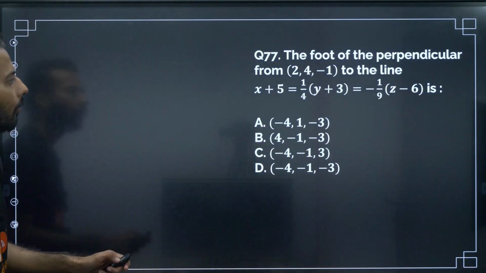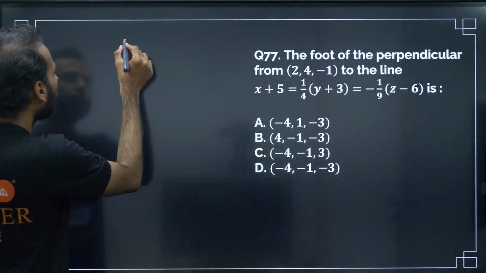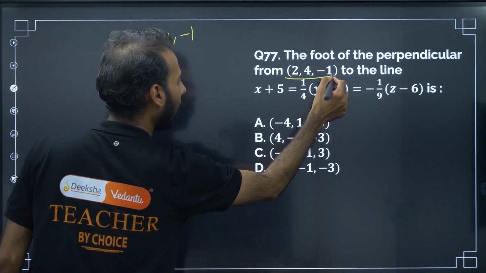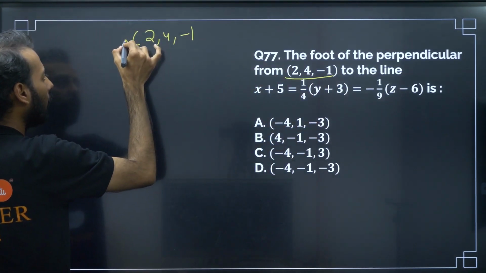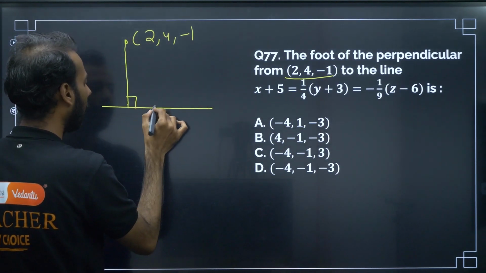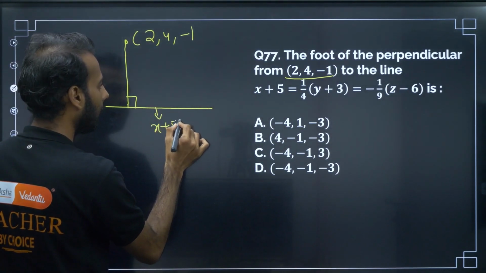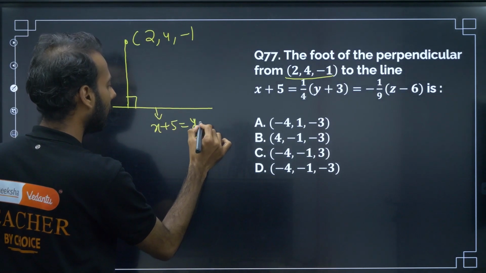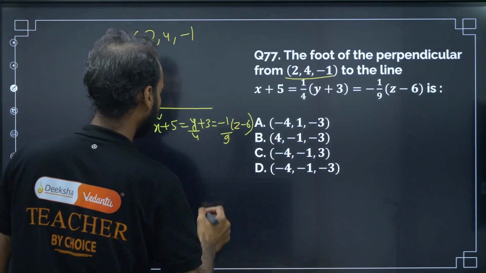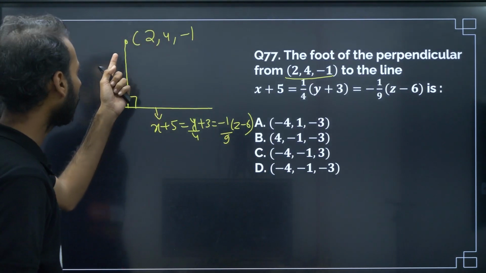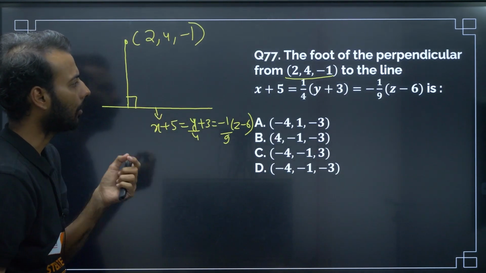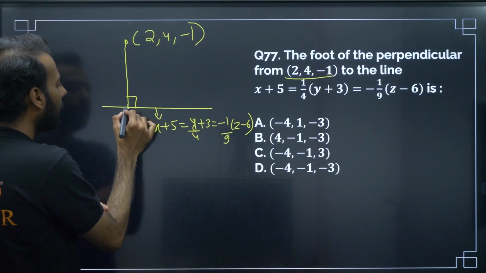Moving to next question. The foot of the perpendicular from one point they have given, 2, 4, minus 1. The foot of perpendicular from 2, 4, minus 1 to the line, they have given one line, x plus 5 is equal to 1 by 4, y plus 3 is equal to some line they have given. Foot of perpendicular from 2, 4, minus 1 to the line, this line they have given. They are interested in this point.